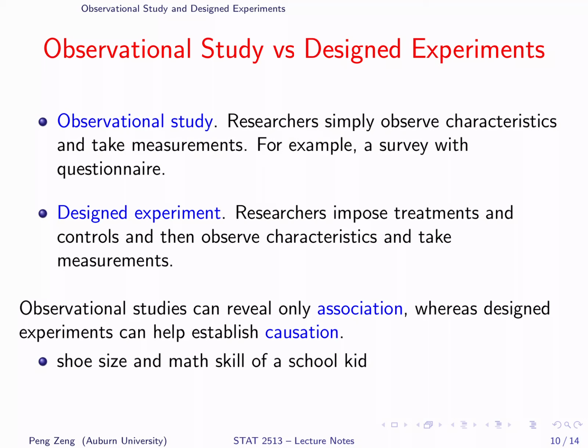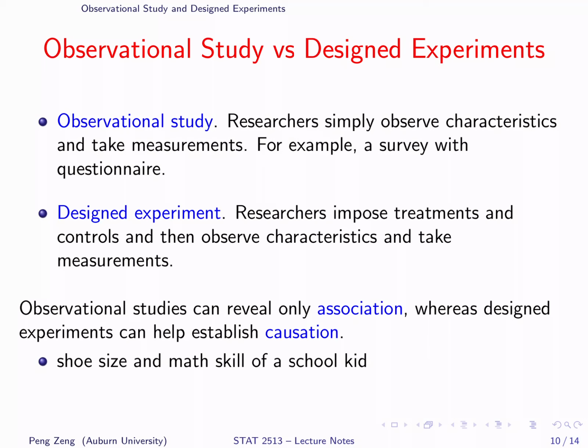However, in a designed experiment, researchers will impose treatments and controls on the subjects. In this type of study, researchers will intentionally influence or control the subjects. An observational study can reveal only association, but a designed experiment can help establish causation.